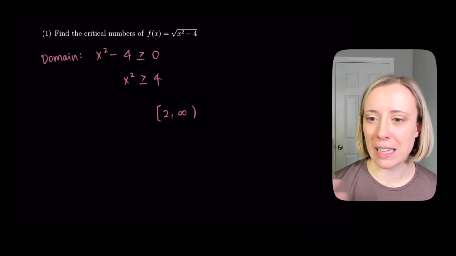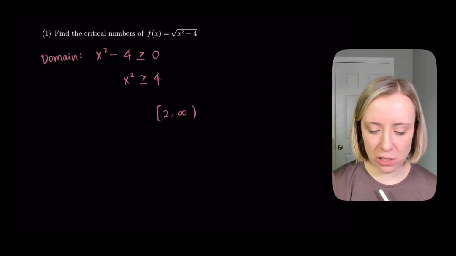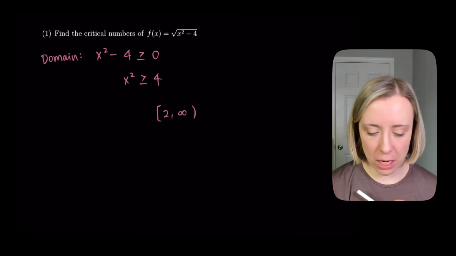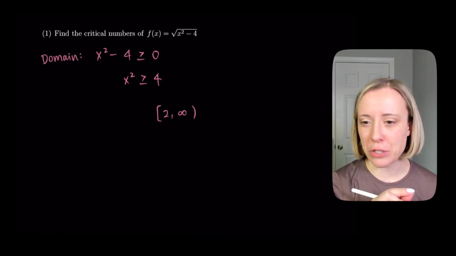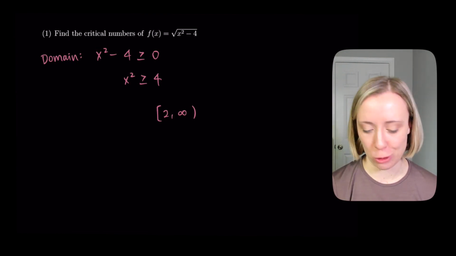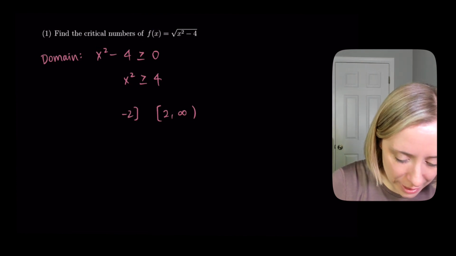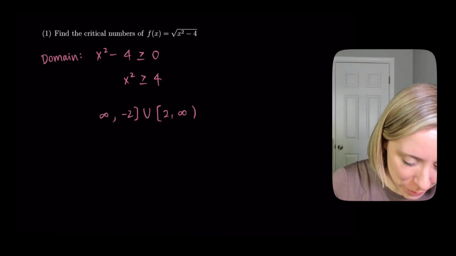But if I chose something less than 2, like 1 squared is 1, that doesn't work. 0 squared is 0, that doesn't work. We can go all the way down to negative 2, but when we get to negative 2, that starts working again. So this is a little bit of my hand-wavy way of doing this.